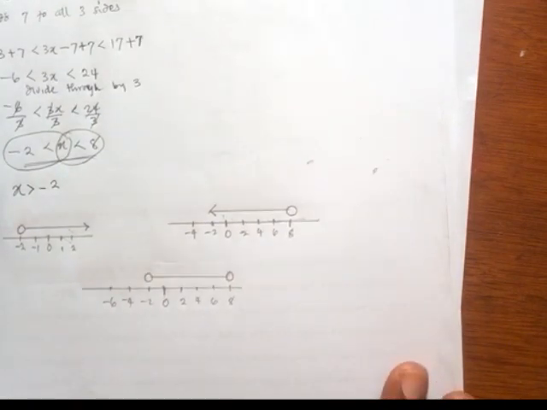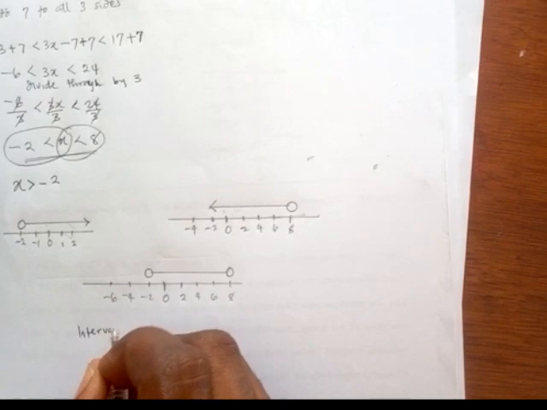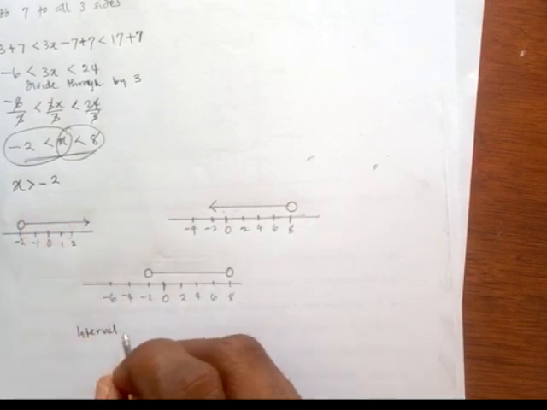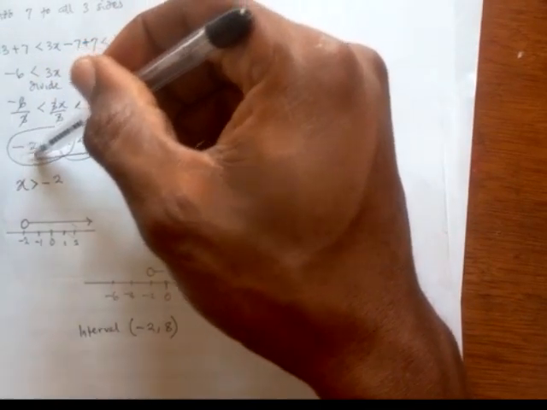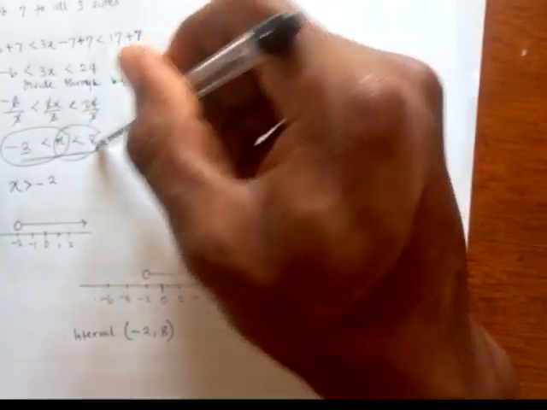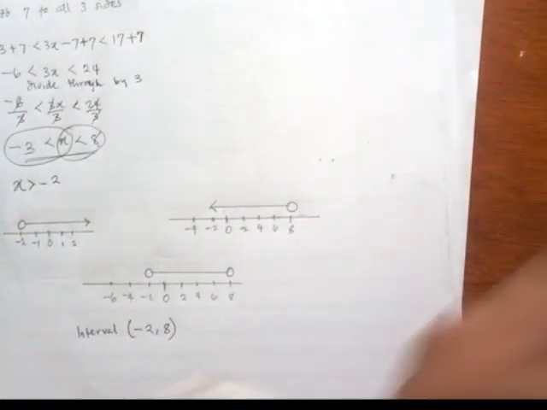Now for your interval notation, the interval of this compound inequality is simply minus 2, 8. So when you see this, you know that the range of this solution falls between these figures, minus 2 and 8.